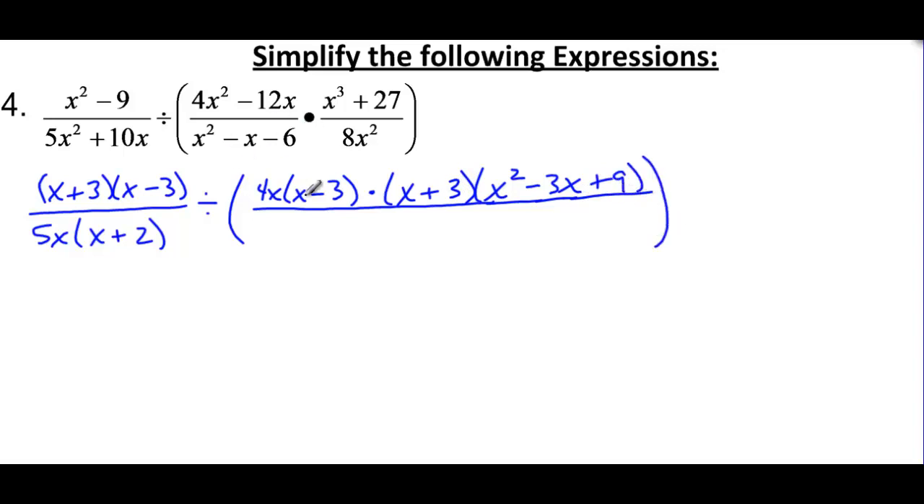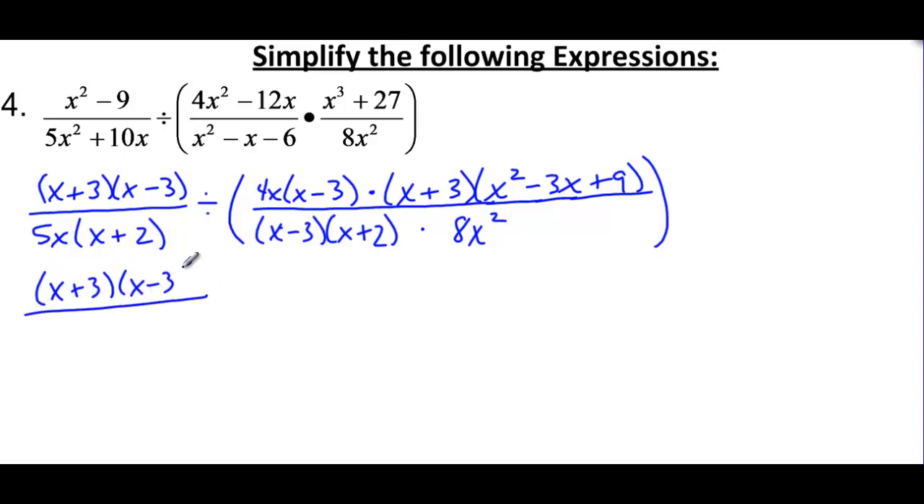In the denominator, I have a trinomial, so I'm going to have an x in my first parentheses, an x in my second one. I'm going to have a negative 3 and a positive 2. 8x squared, remember that's a single term, so you can't factor a single term, so it stays as 8x squared. So, again, I'm going to have x plus 3 times x minus 3, and then 5x, x plus 2. I'm just going to hold off for this for a second.